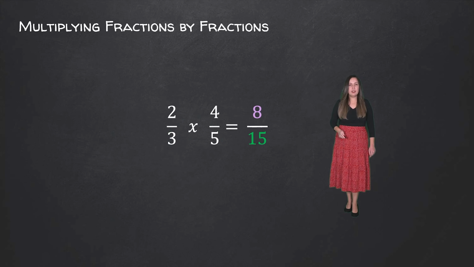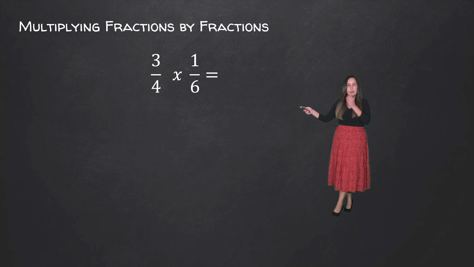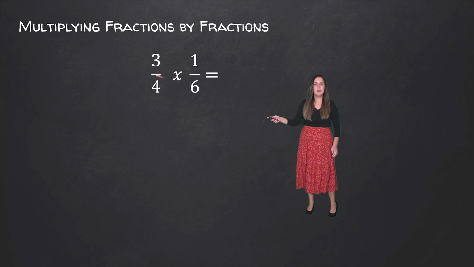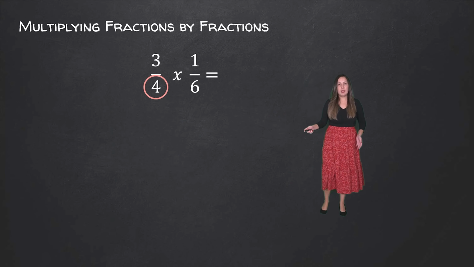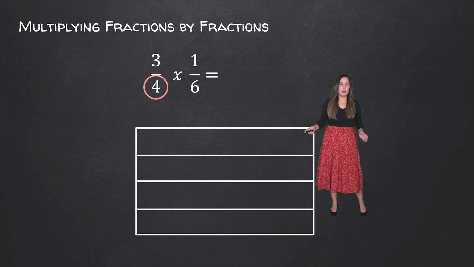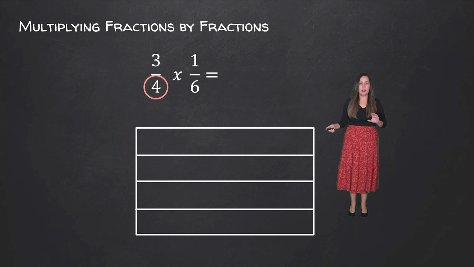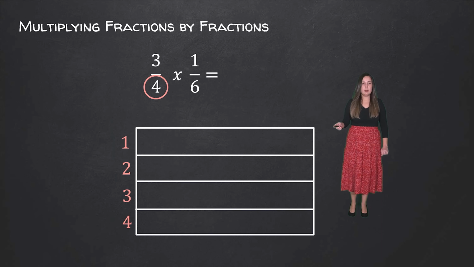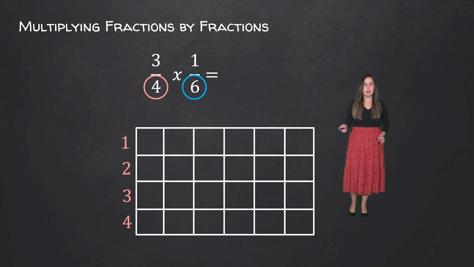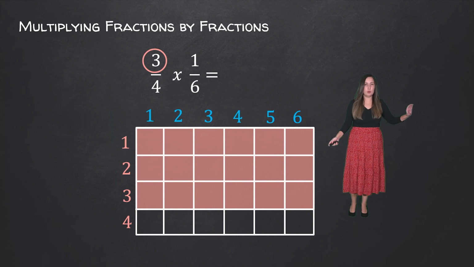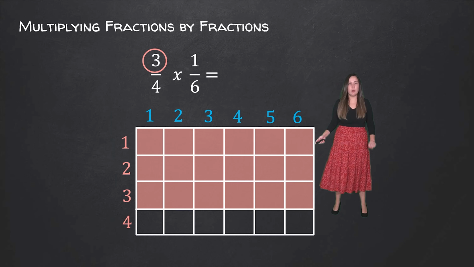So let's do another example. Here we have 3 over 4 times 1 over 6. We're going to take a rectangle and split it up into 4 parts horizontally. So here's our 4 parts. And then we're going to split it up into 6 parts vertically. So that's our 6 parts vertically. And now out of these 4 parts horizontally, we're going to shade in 3. So that's 3 parts shaded in going across, so horizontal.